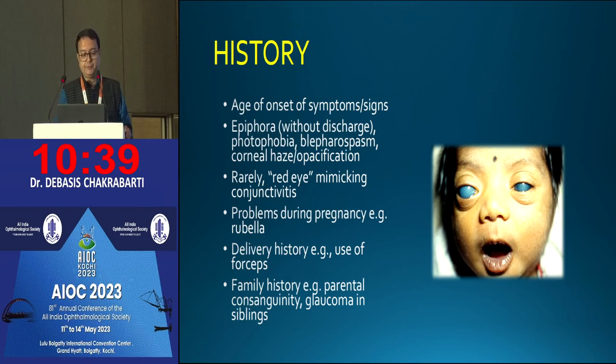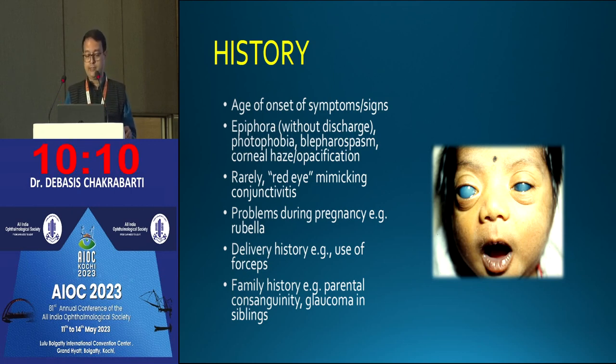Regarding the history, the age of onset of the symptoms and signs, and then as we all know, the classical symptoms of primary congenital glaucoma as is described in Western textbooks are epiphora, photophobia, and blepharospasm. But in addition, the children that we see in the Indian subcontinent can come with corneal haze and ocular enlargement. Rarely these children can present with red eyes which mimics conjunctivitis.